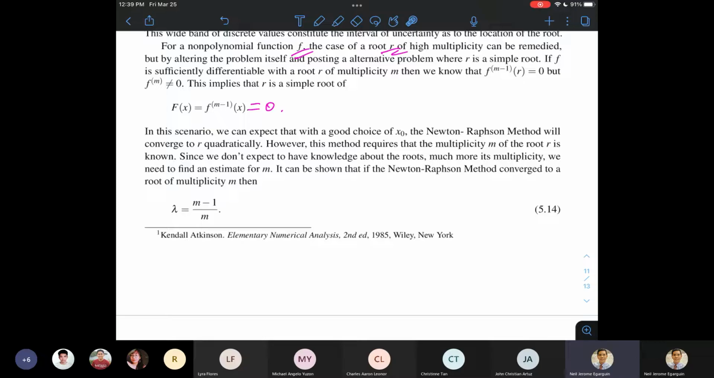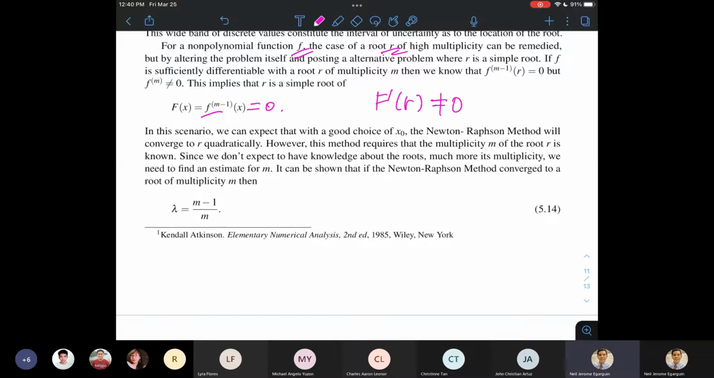So si r ay simple root na ni F, so we don't expect any problem with solving this using, say, Newton-Raphson. Kasi nga simple root na ni big F si r. Kasi yung F prime of r ay hindi na magzi-zero. Kasi ang F prime of r is little f to the m or m derivative ni little f, tapos by definition ng multiplicity m, hindi na siya magzi-zero. So it's turning a problem. We are looking for another problem or another function for which r is a root but of multiplicity 1.